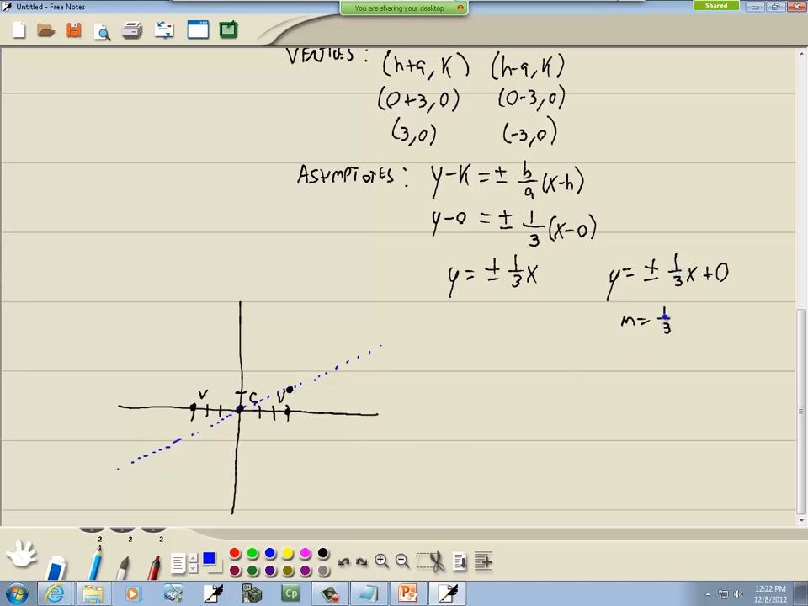Well, if my slope was negative 1/3, then I'd go down 1 and right 3. So it'd be about right here. By symmetry, you could do that without doing that. So those are my asymptotes, assuming I could draw a straight line. That's pretty pitiful. I haven't been drinking, honest.